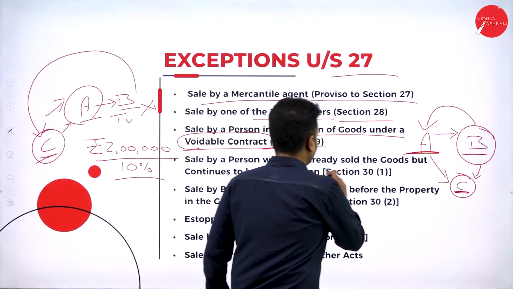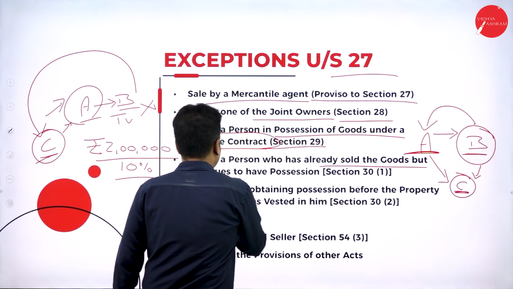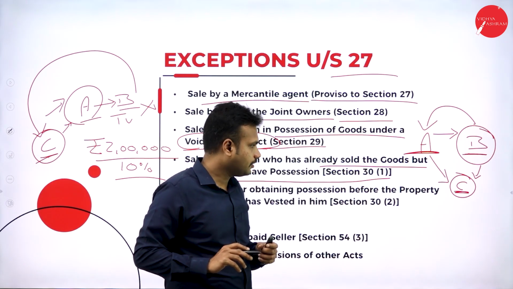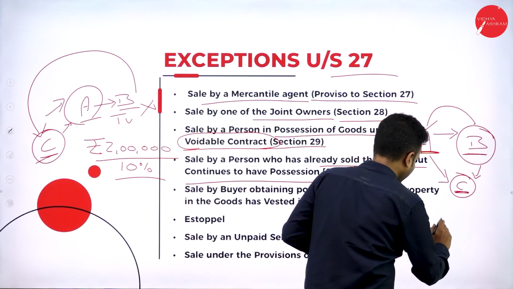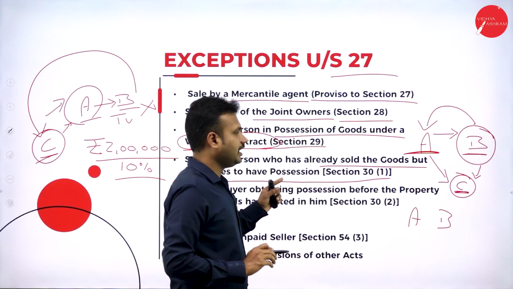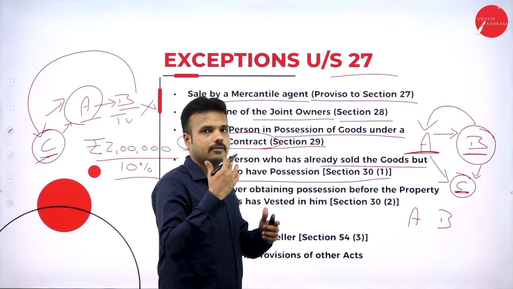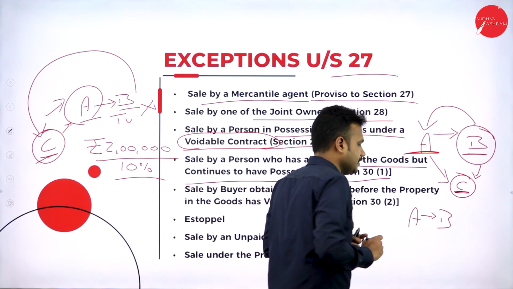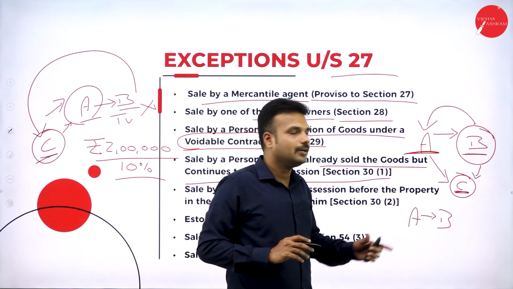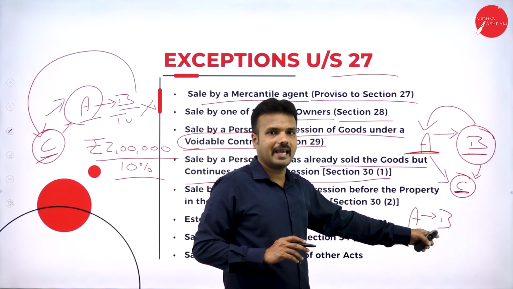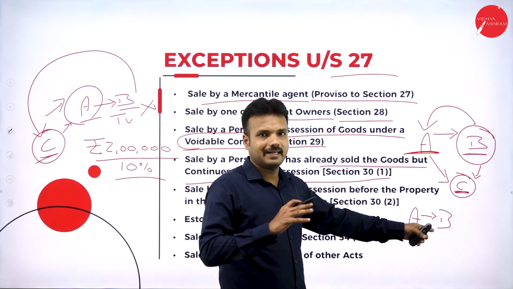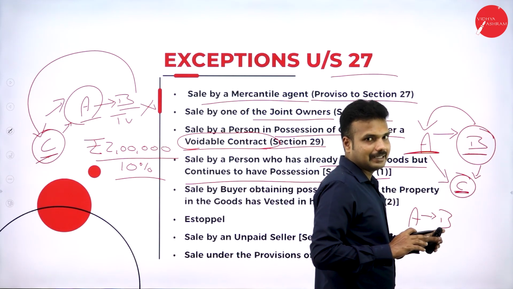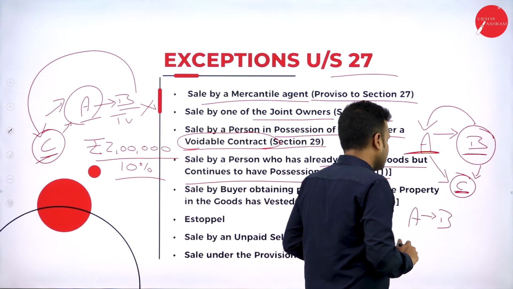Sale by a person who had already sold goods but continues to have possession, according to Section 30 Subsection 1. So there are two parties, Mr. A and Mr. B. It says that the goods had already been sold, but he retains the possession of the goods. Mr. A sold his car worth rupees 2 lakh to Mr. B, but B had not yet collected the car. After selling the car and collecting 2 lakh rupees, what happened?